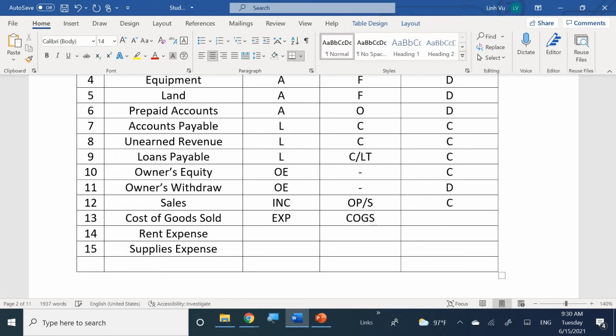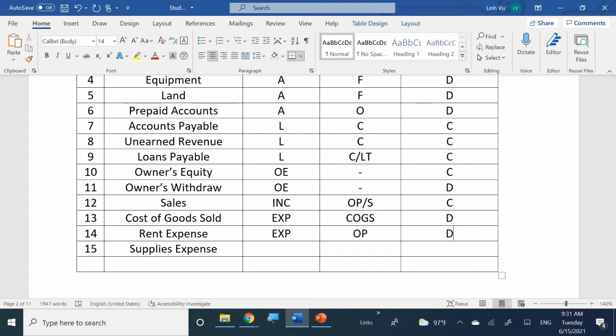Okay. Now, what kind of balance would cost of goods sold have? Debit. Debit. Good. Last two more. So, what about rent expense? That would be an expense, an operating expense. Good. A debit, and it would have a debit balance.